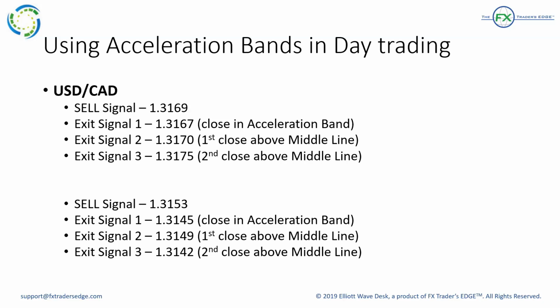The second trade sell signal was at 131.53. Exit signal 1 was at 131.45, so 8 pips profit. That's the first close inside the acceleration band. The second exit signal is at 131.49, which is the first close above the middle line, so that's for a profit of 4 pips. And the exit signal 3 is at 131.42, the second close above the middle line, which is 11 pips profit.